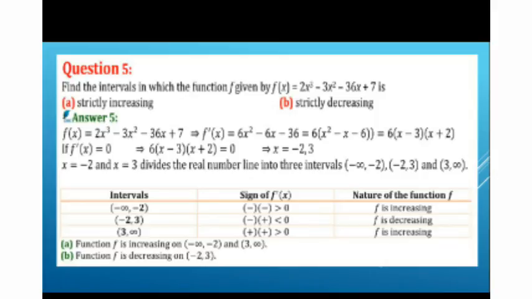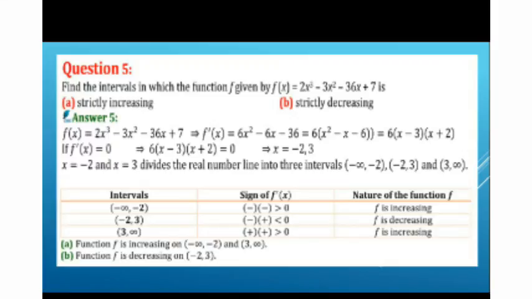So the entire number line is divided between minus infinity to minus 2, minus 2 to 3 and 3 to infinity. As you can see the table, we always make such kind of tables in case we have to make the intervals by ourselves. The very first column is the interval, then the sign of f dash x and the nature of the function. Students, if the sign of f dash x comes out to be positive, then it is increasing. If it comes out to be less than 0, then it is decreasing. And if it is equal to 0, then it is neither increasing nor decreasing.